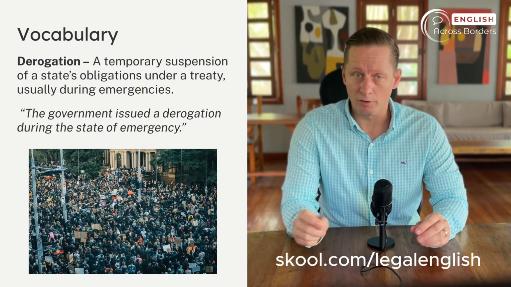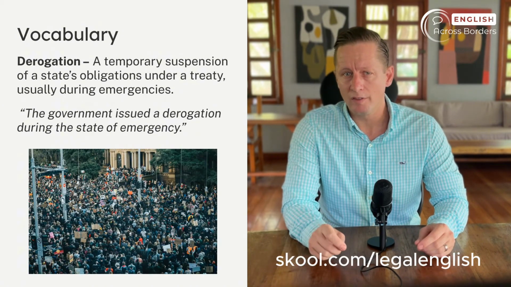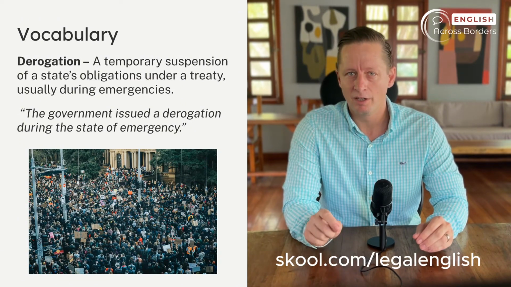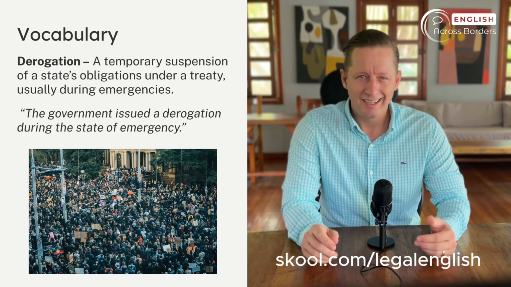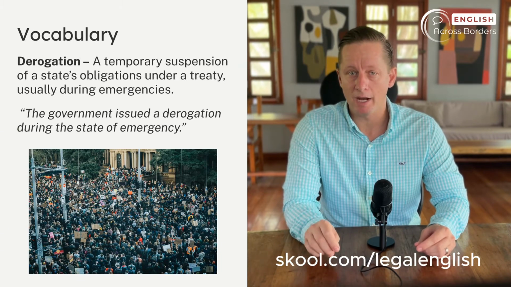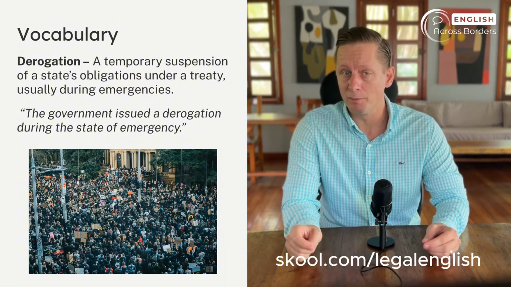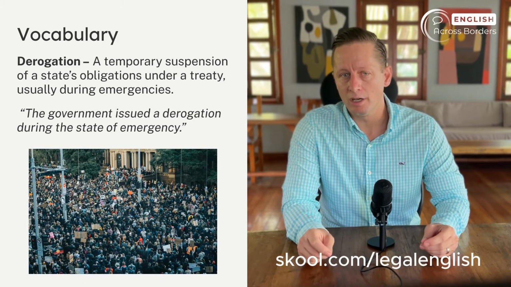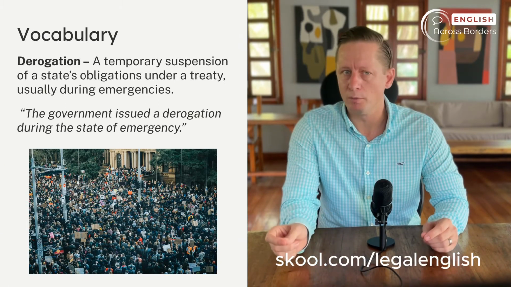Next is derogation, a legal word that means a country is pausing certain treaty obligations during a national crisis. It doesn't mean they are leaving the treaty, just temporarily stepping back from some rules due to extreme circumstances. An example: the government issued a derogation during the state of emergency.